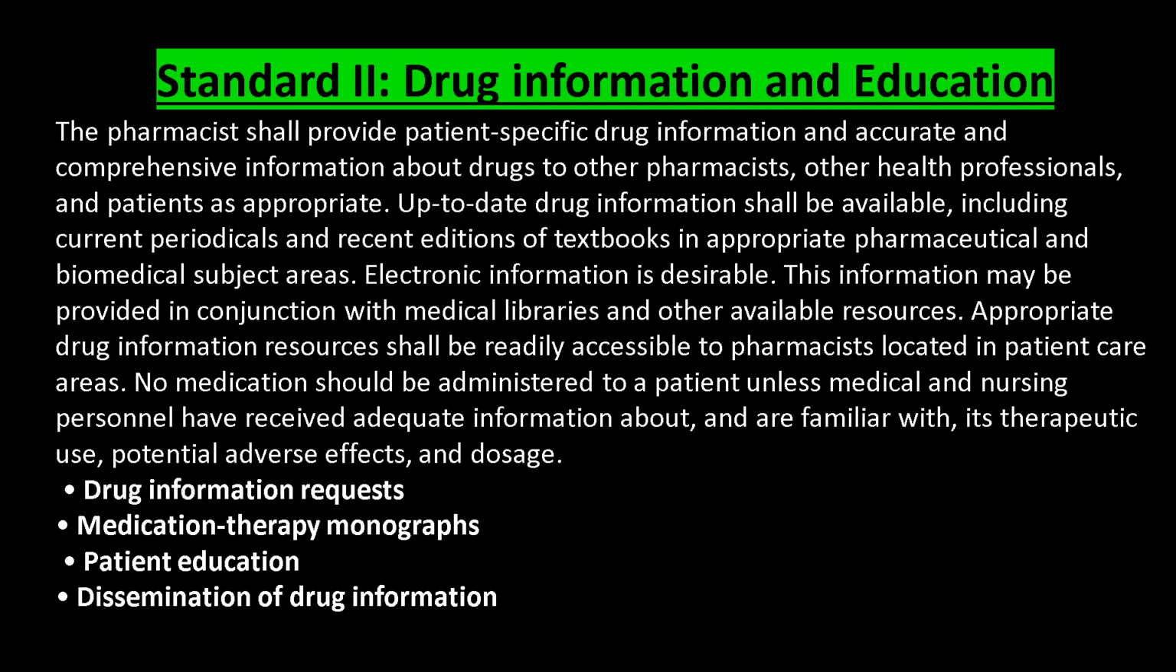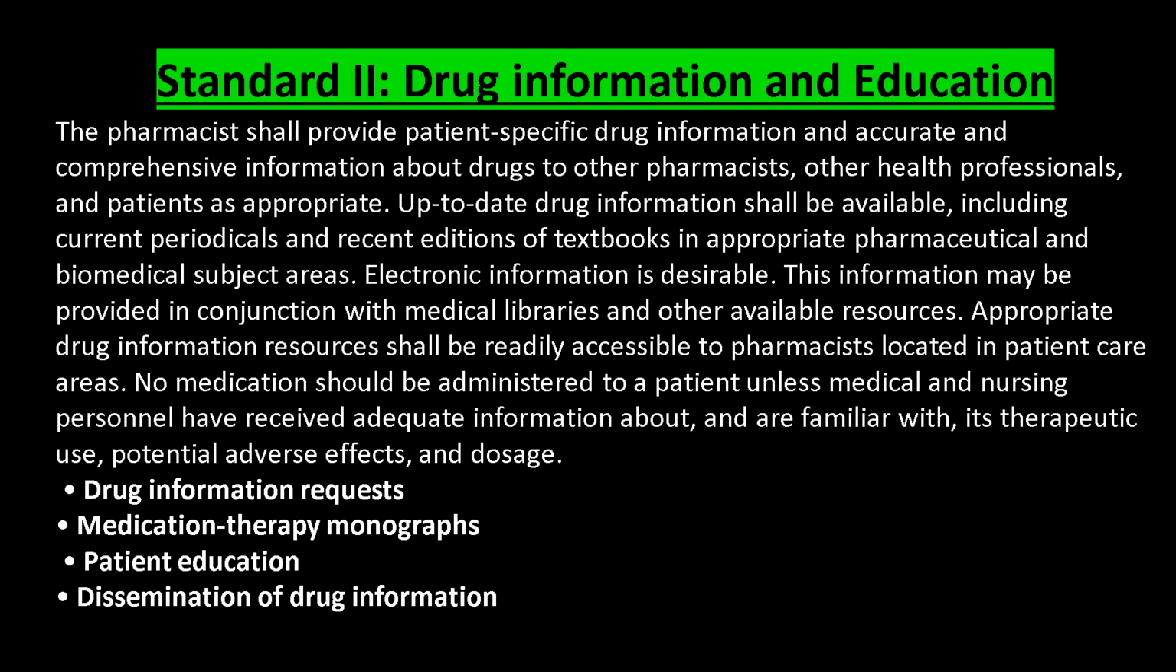And there are many types: electronic information, and from the books and from the internet and other sources. The pharmacist shall provide the patient specific drug information, and accurate and comprehensive information about the drugs to other pharmacists, as I told you before, and other healthcare professionals, doctors, nurses, and others, and patients as appropriate.